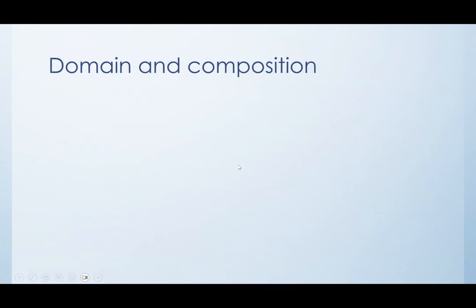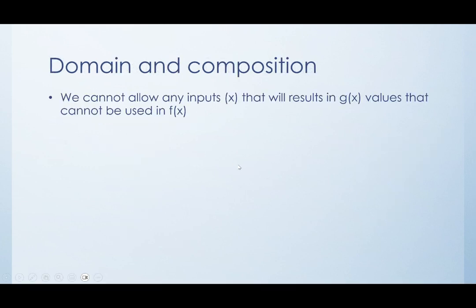So domain and composition: of course, we cannot allow any inputs that will result in g of x values that can't be used in f of x. So here, if we look at the domain for f of x, we would have to exclude 0. For the g of x domain, we would have to exclude -1/2 because that would give us a divide by 0.